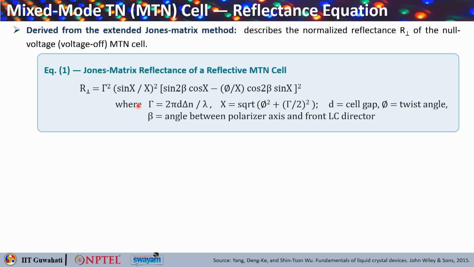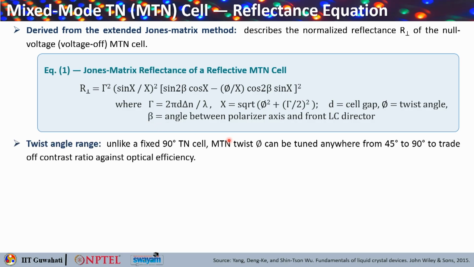So, gamma is basically 2 pi d delta n by lambda, x is basically square root of phi squared plus gamma by 2 whole squared, d is the cell gap, phi is the twist angle and beta is basically the angle between the polarizer axis and the front liquid crystal director.